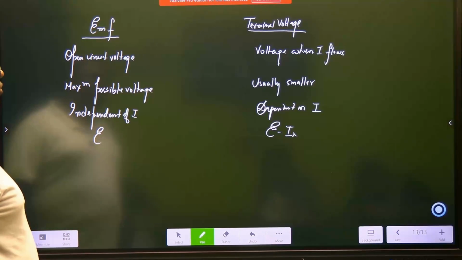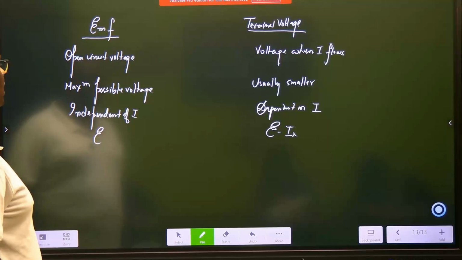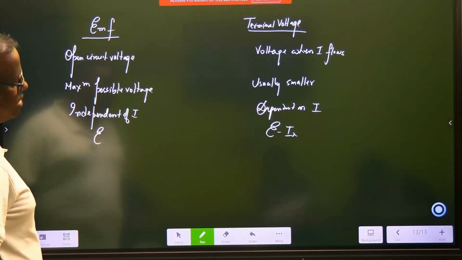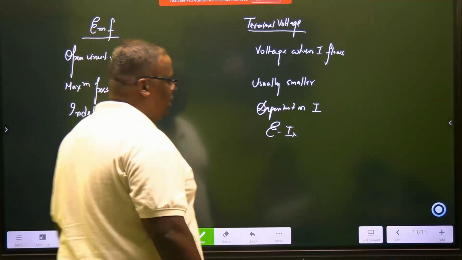Open circuit voltage is the maximum possible voltage, independent of current. Voltage when current flows is usually smaller, and dependent on current. This is E, this is E minus IR. Okay? Now we will do combination of cells.